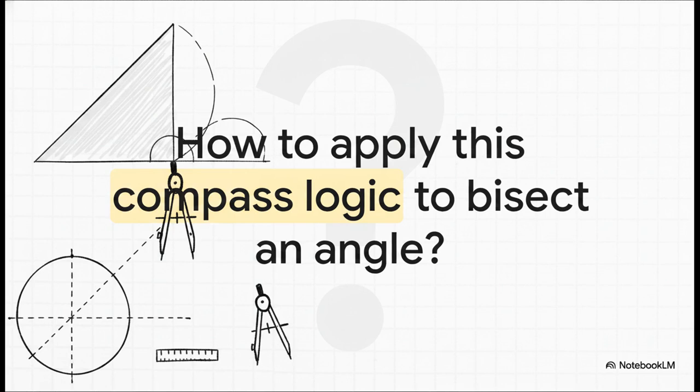To leave you thinking like true mathematicians today, here is a transfer prompt to chew on. We bisected a line segment today, but how might you apply this exact same compass logic, using equal radii, to construct the bisector of an angle instead? Imagine an angle on your page. Where would you place your compass point first to guarantee those equal distances? I want you to take that thought, grab some scratch paper, and experiment.